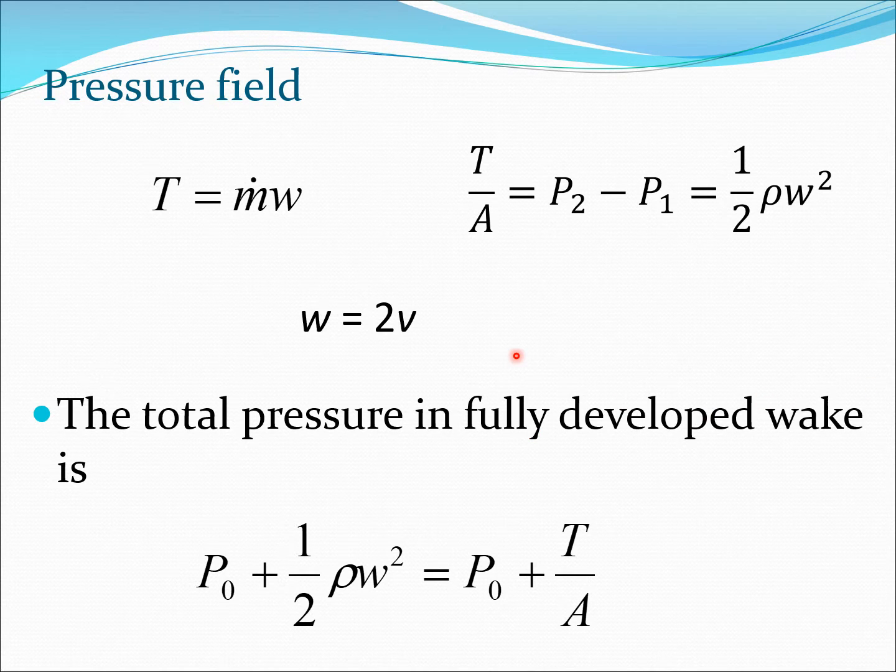So the equations we derived till now are T equals m dot W, that's the thrust. We also saw in the last lecture that T by A was P2 minus P1 equals half rho W square, and W equals 2v. So we also see that the total pressure in the fully developed wake is going to be P0 plus half rho W square, and this is the same as P0 plus T by A, because half rho W square is T by A.